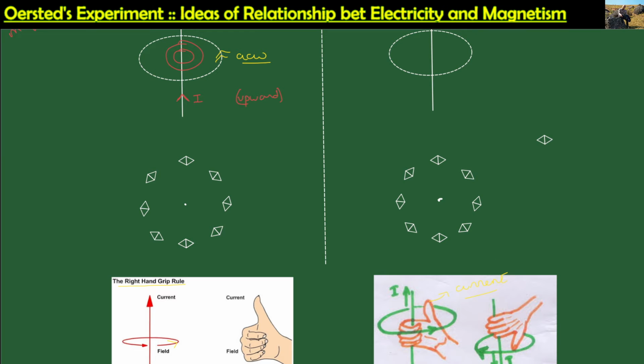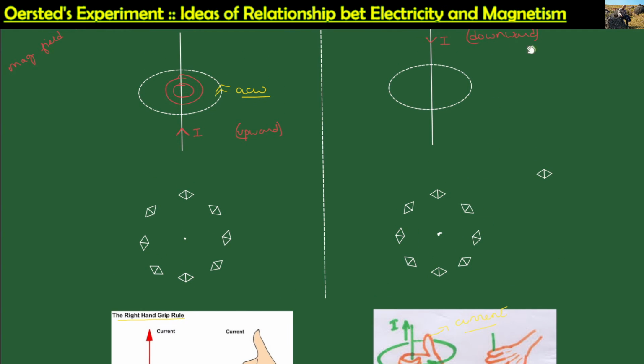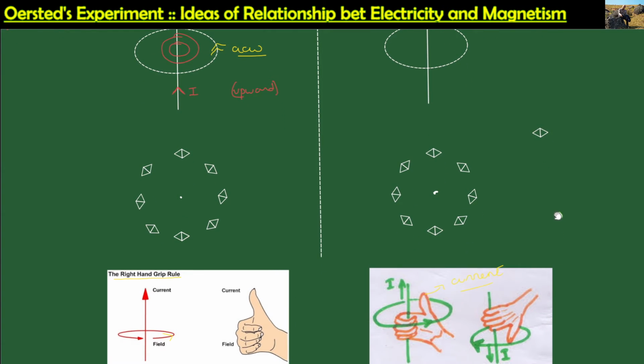Now, when the current is moving in the downward direction, again, how will you find the direction of the magnetic field line? Use again your right hand grip rule. When this current I is moving in the downward direction, this will be the direction of your magnetic field, and the direction of rotation of the magnetic field will be in the clockwise direction. If I have only a single wire, there will be many magnetic field lines.